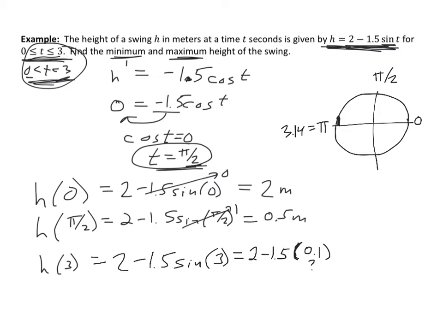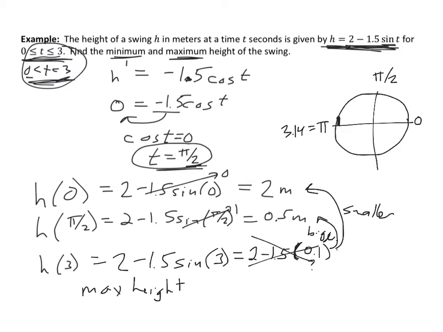Can you see, though, that this is definitely going to be smaller than the 2, but also bigger than the 0.5? So even without a calculator, I can tell that this one is not going to be one of the extrema, right? So at the end of this, I've compared all of these things, and I can see now that the maximum height of the swing is going to be 2 meters, which is a little over 6 feet.